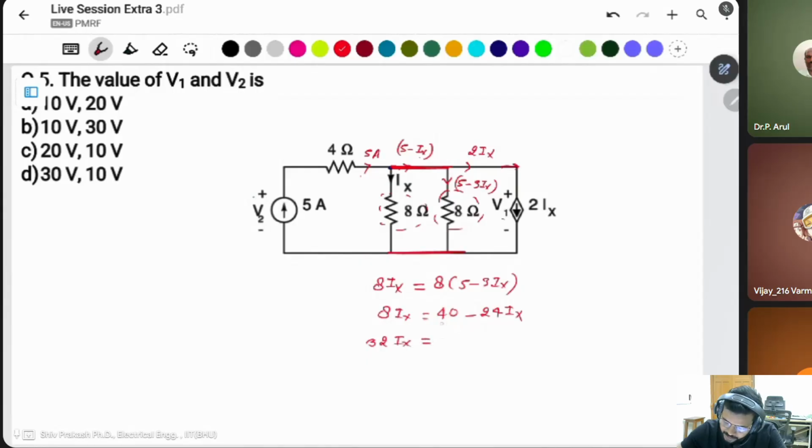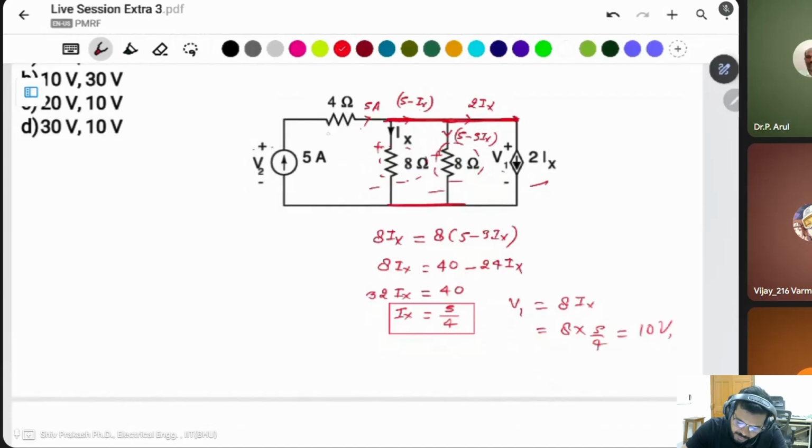Ix is equal to 40 divided by 8, so Ix is 5 by 4. What is V1? V1 is directly connected to this one. This voltage drop is because of the same, so you can say V1 is equal to 8 Ix. It means 8 into 5 by 4, which will be 10 volt.